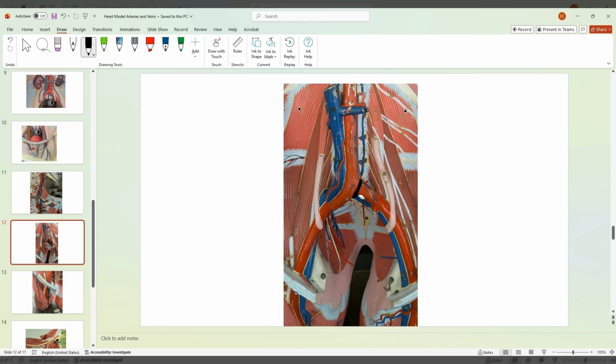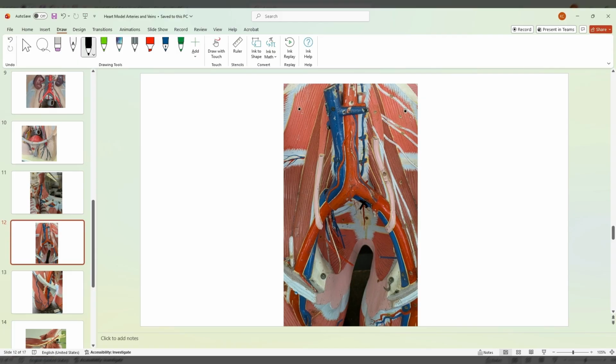Next, this is the left common iliac vein. Pretty hard to see the internal iliac vein on this picture. Obviously on the model you can see it, but this would be the left external iliac vein. How do I know that? Because this is the left external iliac artery.